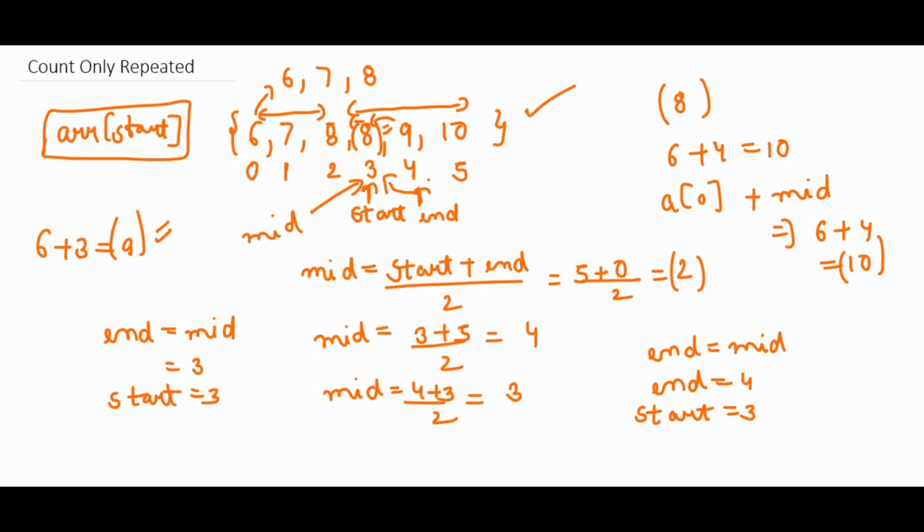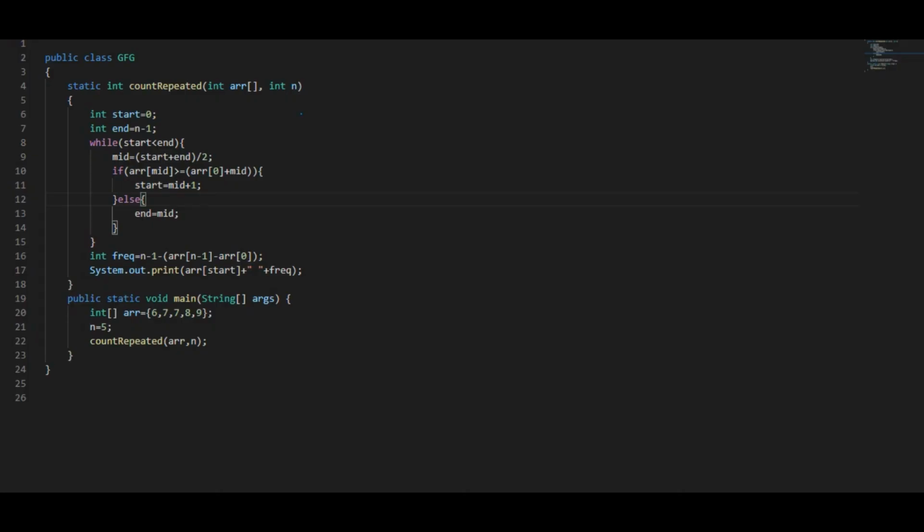This way we have to find the element which is repeating itself in this array. Okay, 8 is the element which is repeating, and the frequency is 2. We have calculated it before as well. Now let's move forward to the code. We will understand it better there. Now let's consider the code implementation for this question.